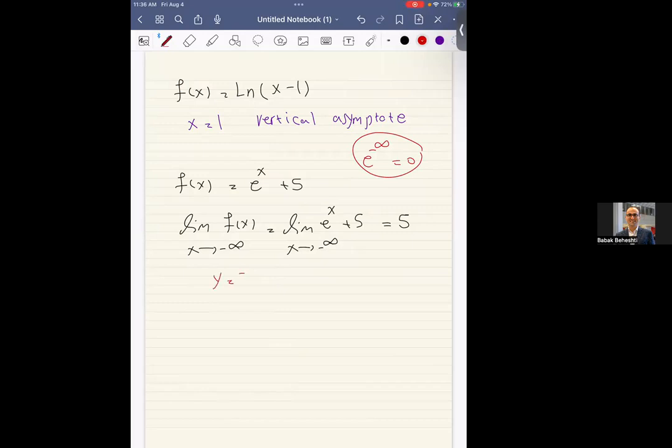So y equal to 5 is the horizontal asymptote. So the vertical is just 5, right? No, there is no vertical here. Horizontal asymptote. For exponential functions, you have horizontal asymptote. For logarithm, you have vertical.